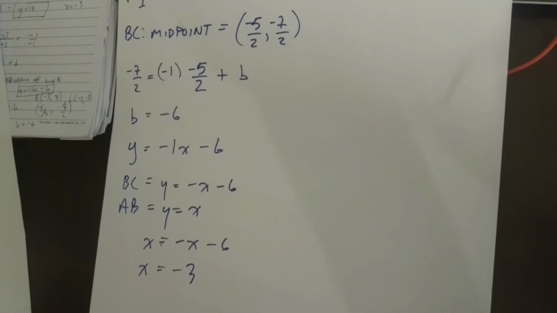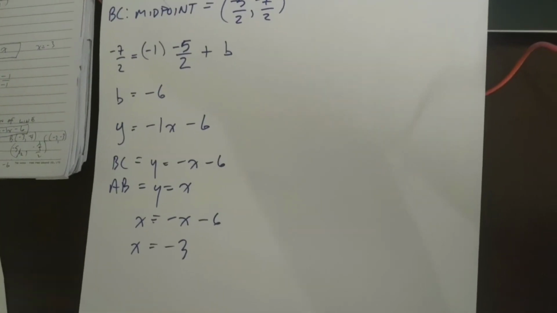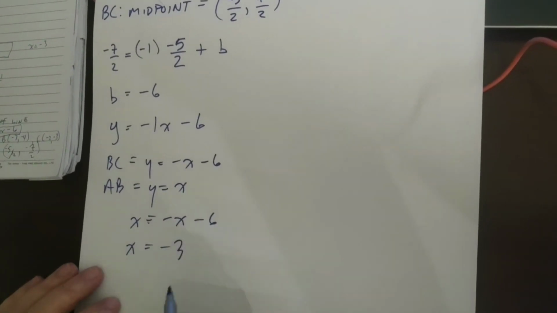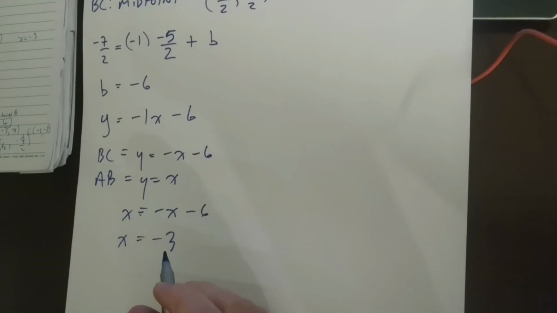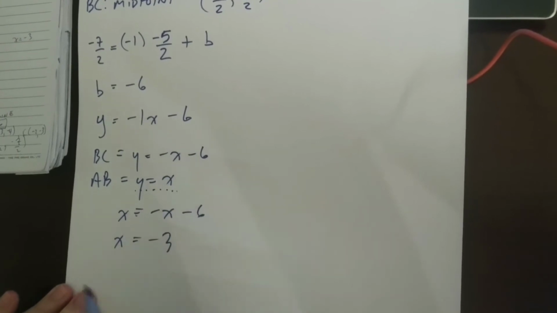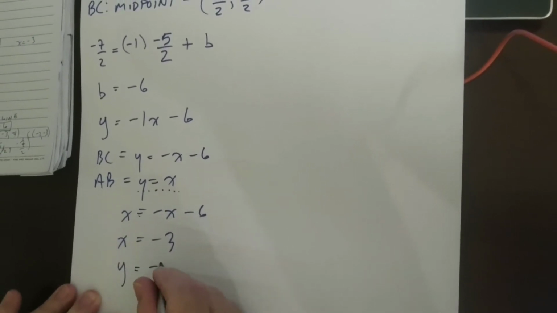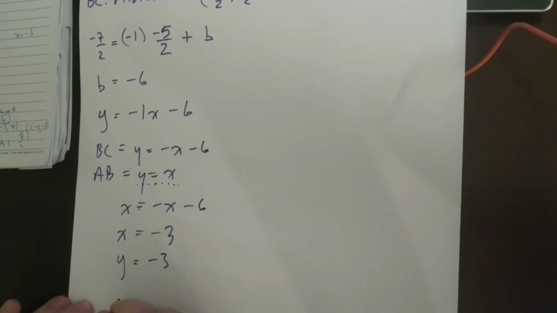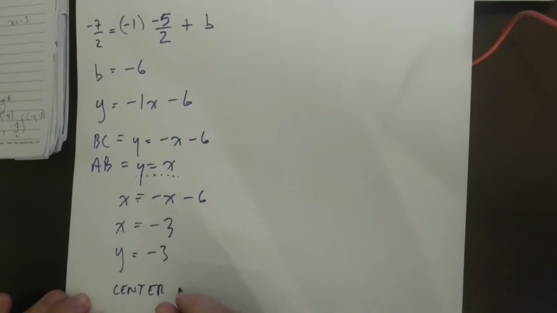Sorry, this problem is a bit exhausting, but you can substitute negative 3 in for x, and then you can find y, and we can use this one. I like this one because it's easy. So y is equal to x, so that means that y is also equal to negative 3. So we found the center. The center is at (-3, -3).